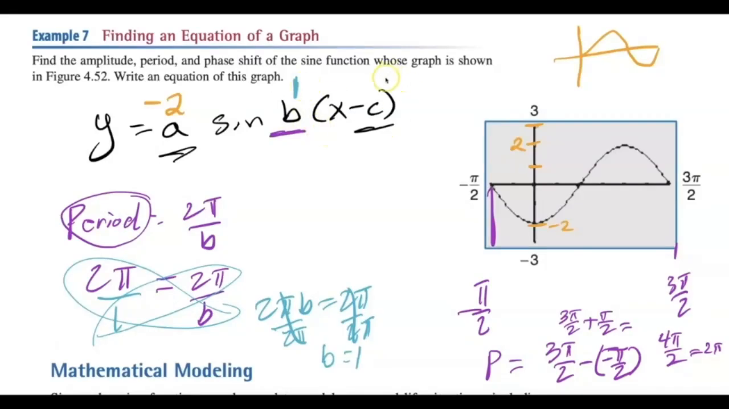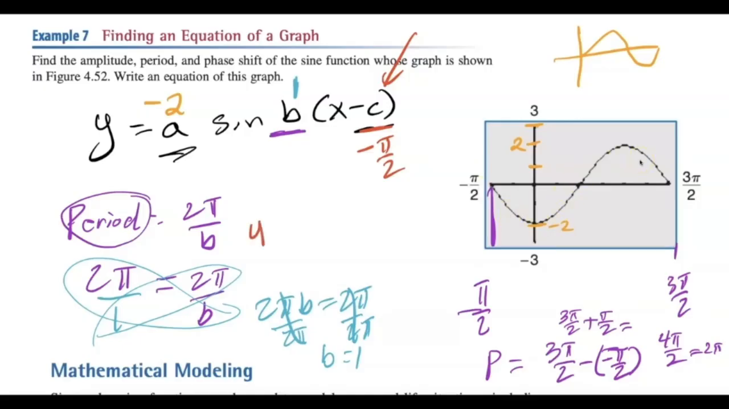Now, the easiest one of all these is actually c. C should always be the easiest one. You're just looking at where the graph should start. There's actually lots of ways you can answer this. For us, the graph is starting right here at -pi over 2. That's my c, -pi over 2. That's where my graph starts.